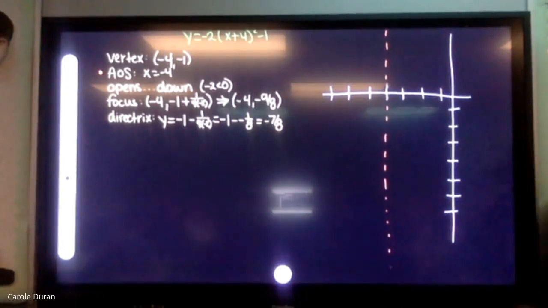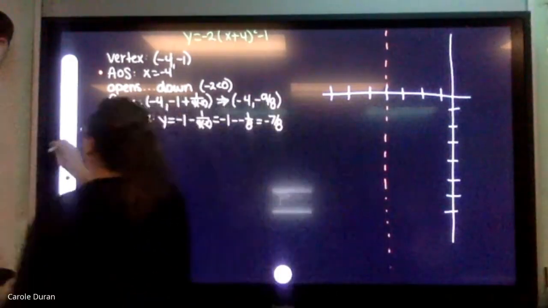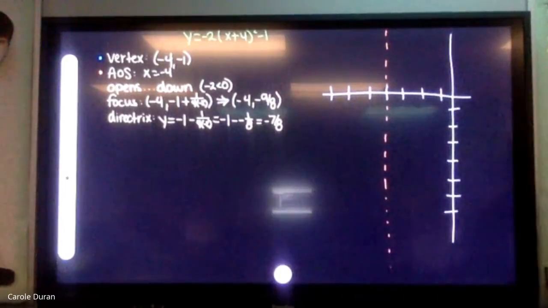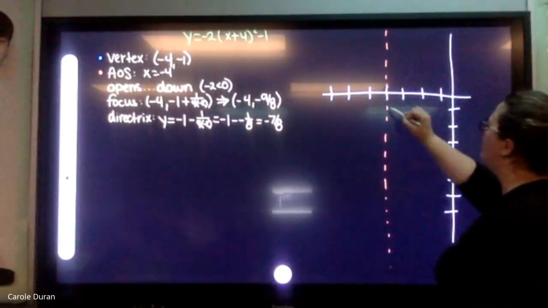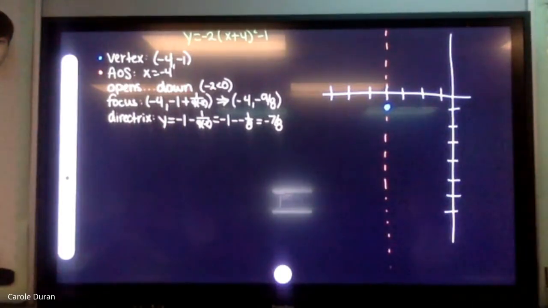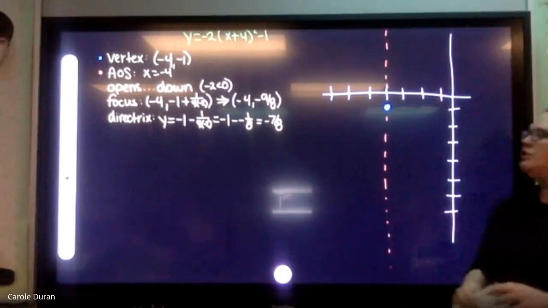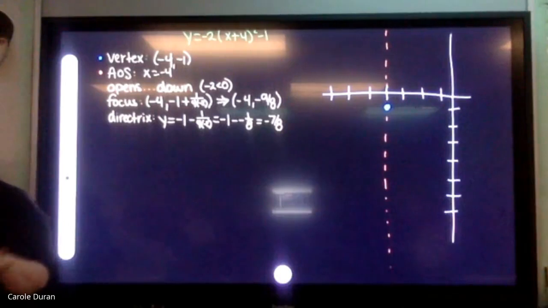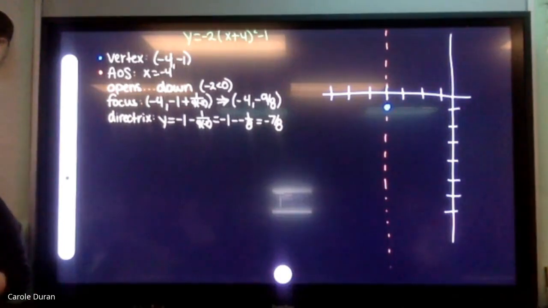The next thing I need to put down is my vertex because it exists on my axis of symmetry. My vertex is at -4, -1. So I go left 4, I go down 1, and I put my point. Questions on that so far? What should be the next piece that I go ahead and put on here? Say it loud and proud. Focus. The focus. So the -4, -9/8 should be the next thing that I put down.